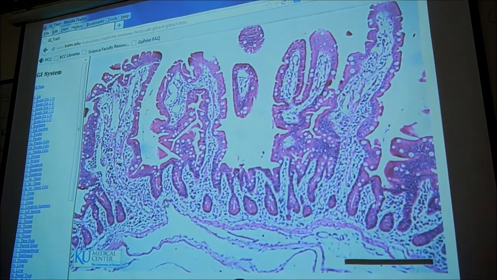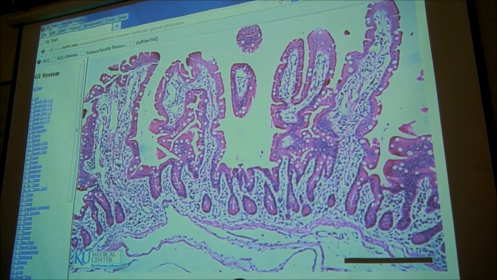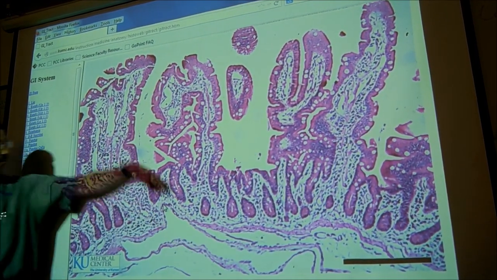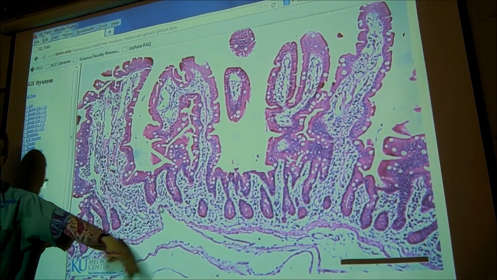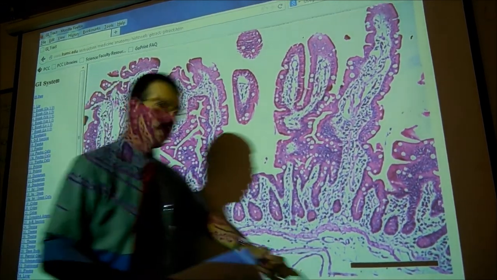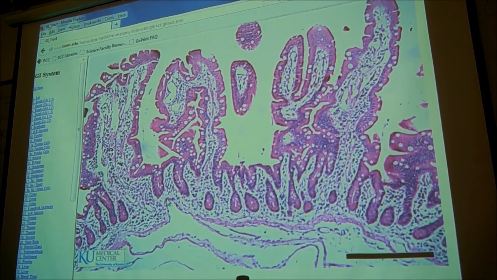All right, so I'm going to ask you this question. Here's a picture. Those are fingers. Is this a duodenum? No. How did you know it was not a duodenum? I don't see any glands down here. I see fingers, I see crypts, I don't see glands. It can't be a duodenum, because a duodenum would have to have glands down here. So that's your clue for duodenum. It has to have glands.